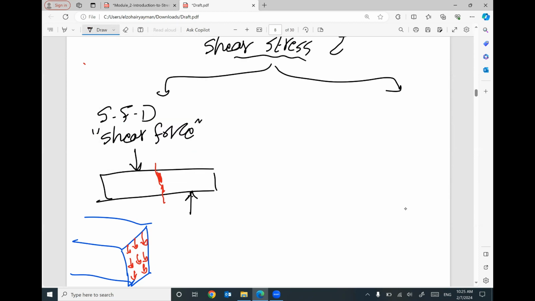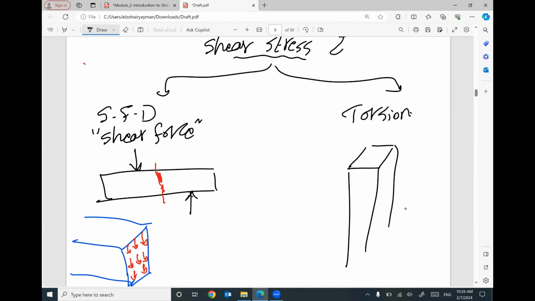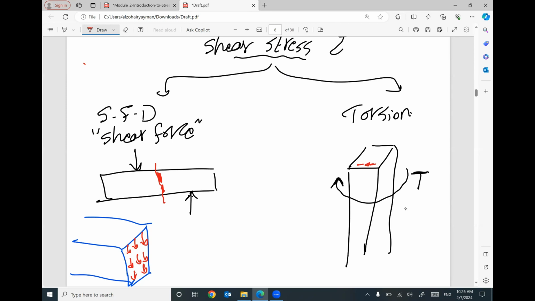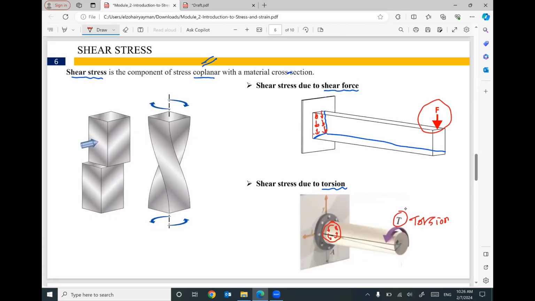Sometimes the shear stress can be caused by torsion. If we have a member under the effect of twisting, which is called T, capital T, or moment, this moment is twisting the cross section. So I should expect shear stress parallel to the cross section. Does that make sense? So this torsion will cause shear stress. This shear force will cause shear stress. Does that make sense?